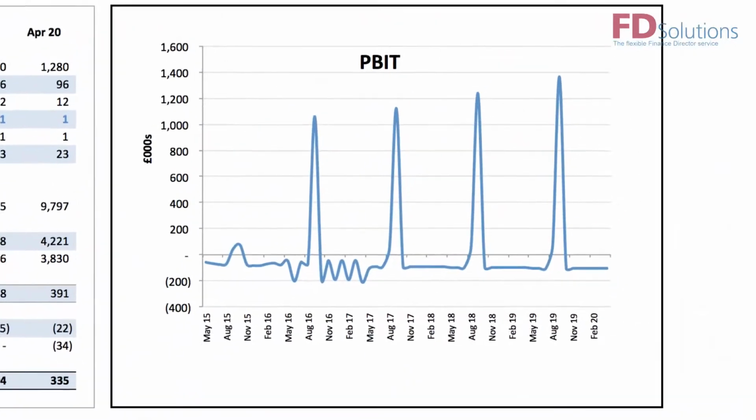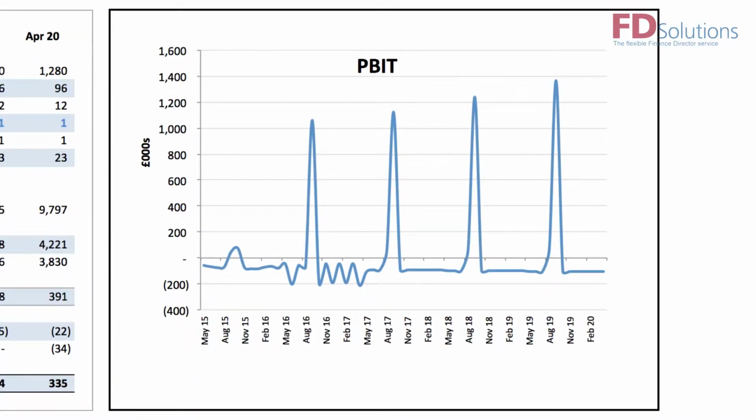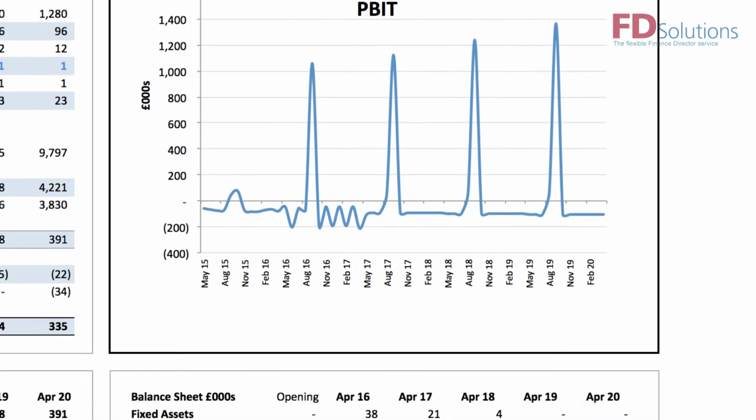There's a graph here. This graph is profit before interest and tax, showing month on month how that's generated. This is quite a lumpy business. By putting these events on, it raises a lot of money in certain months. The rest of the time in the year you can see this business is losing money.